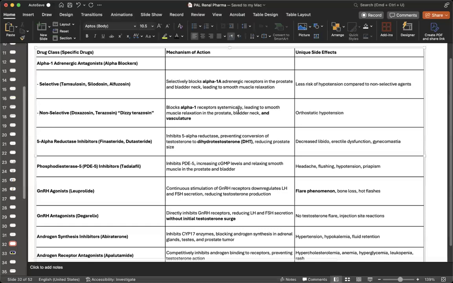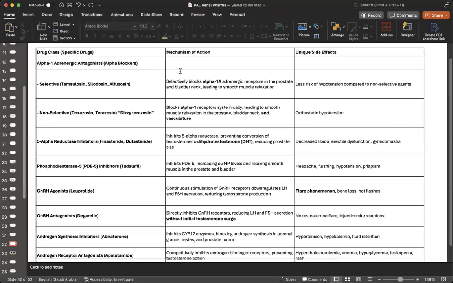Remember it that way. Now, what did we say? It blocks alpha-1 receptors. Okay, so dizzy terazosin is going to lead to orthostatic hypotension, but everything else is not going to lead to hypotension, okay, and dizziness. So that's the first thing you have.